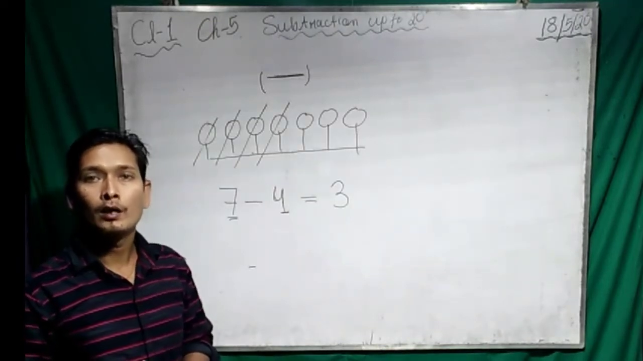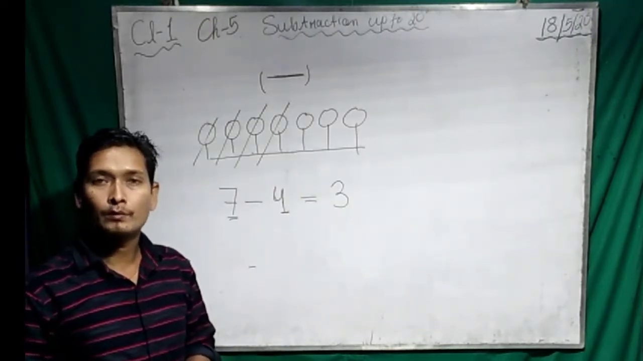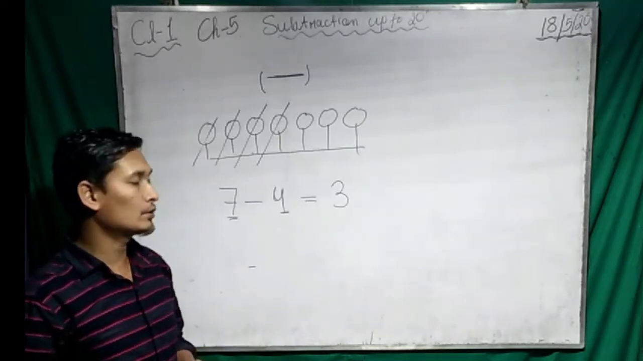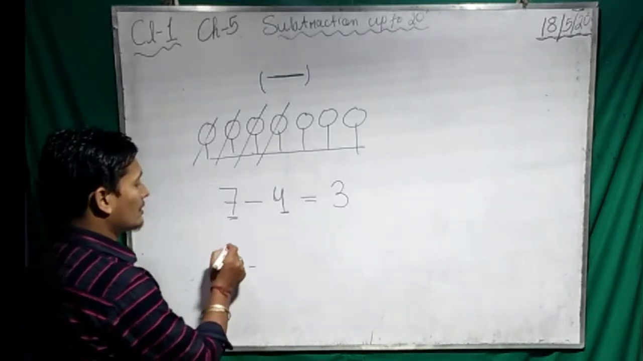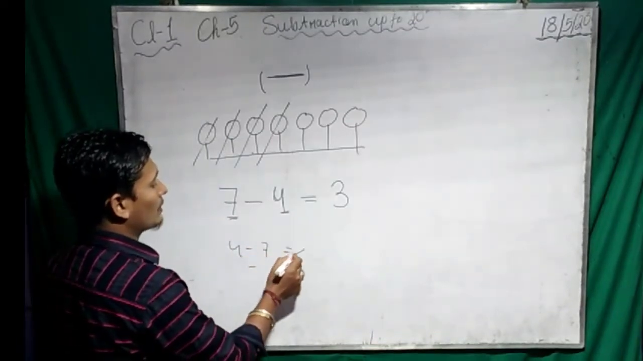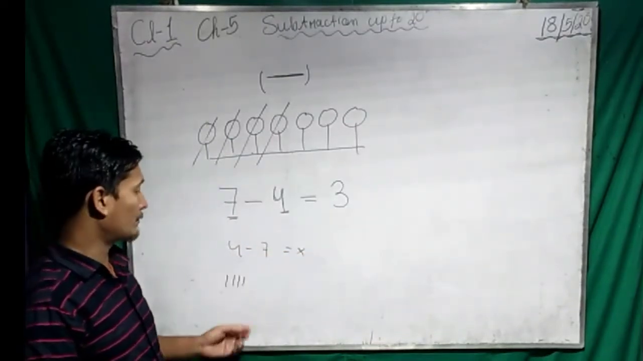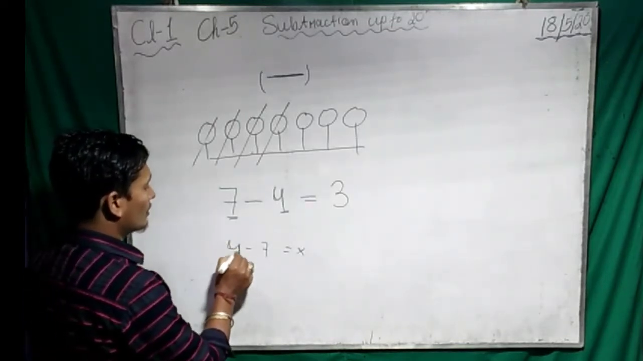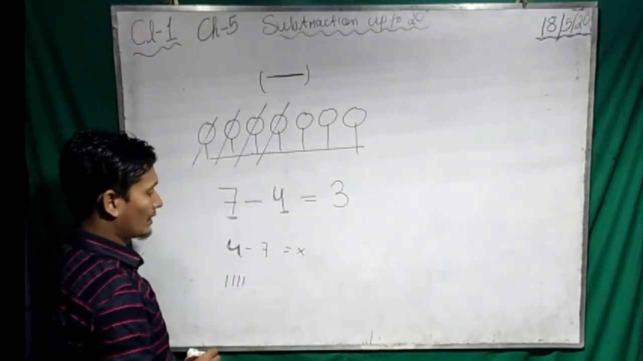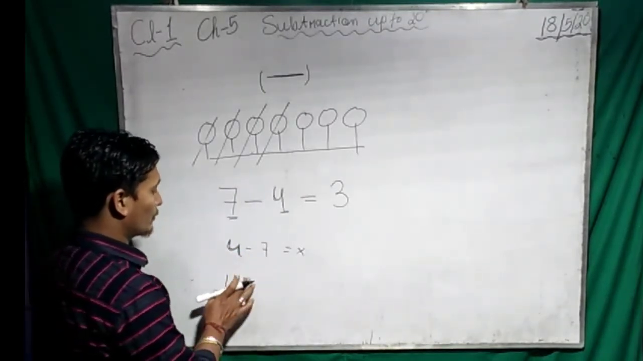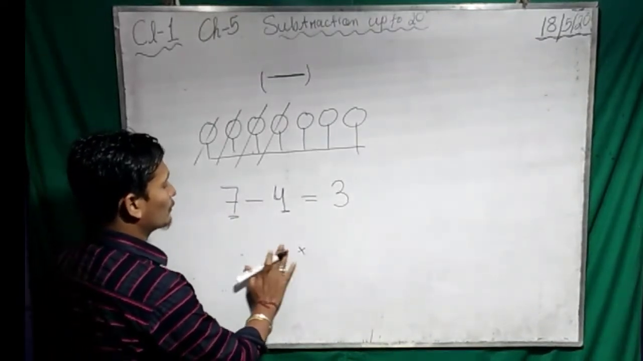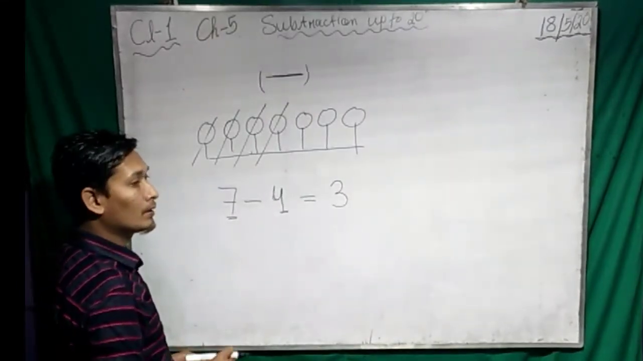And one more thing, whenever we are doing subtraction, we will do from bigger number. We cannot do from smaller number. Clear children? We cannot write here 4 minus 7. Okay? Why? Because we can cut 7 from 4? No. So this is wrong. We cannot cut 7 from 4. This is wrong. So we have to write 7 minus 4. Why? Because we can cut 4 from 7.